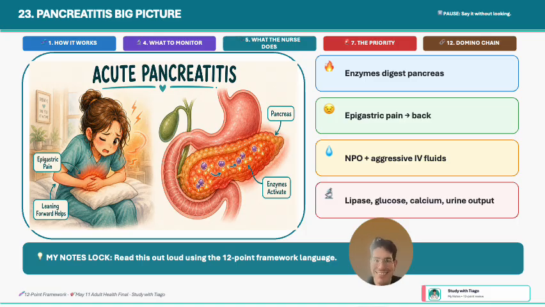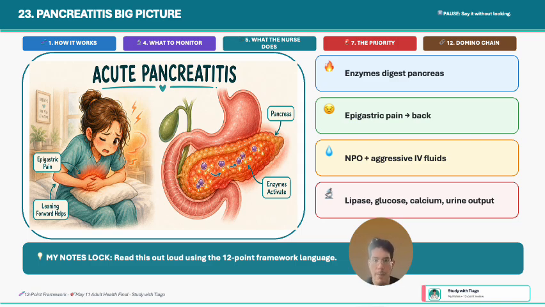But again, I ask, what is happening right now? Is the patient hypovolemic? Are they in severe pain? Are they vomiting? Is their glucose abnormal, right? Are they developing respiratory issues or complications, right? Lipase is a key lab because it's more pancreas specific than amylase. I also watch for glucose because the pancreas affects insulin, calcium because it can drop in severe pancreatitis, and renal function and urine output because fluid shifts can threaten perfusion.